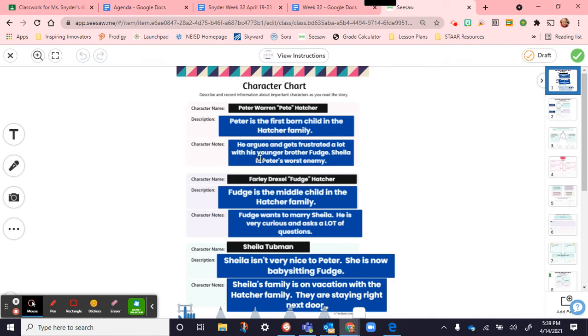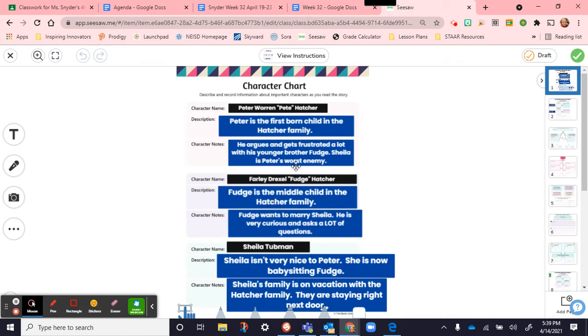Fudge, or Farley Drexel Hatcher, is the middle child of the Hatcher family. He's wanting to marry Sheila, and he's very, very curious. He has so many questions, and he's the one that's always there causing mischief and just getting into trouble.